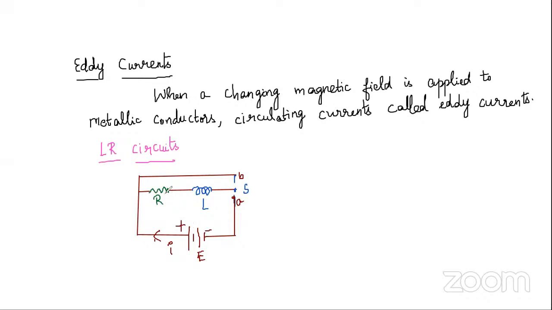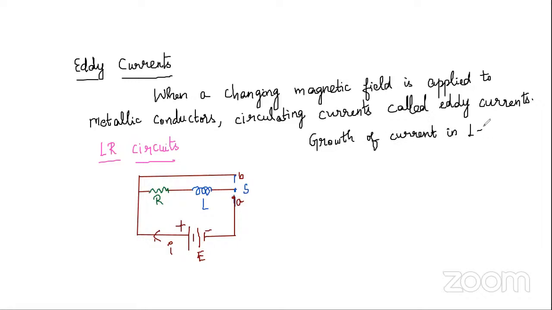When current flows through the resistor and inductor, the inductor opposes the growth of current due to the back EMF. Due to the presence of this inductor, a back EMF is generated which opposes the growth of current in the circuit. Due to that, the rate of growth of current in the circuit is reduced. Now we will be discussing the growth of current in LR circuit.